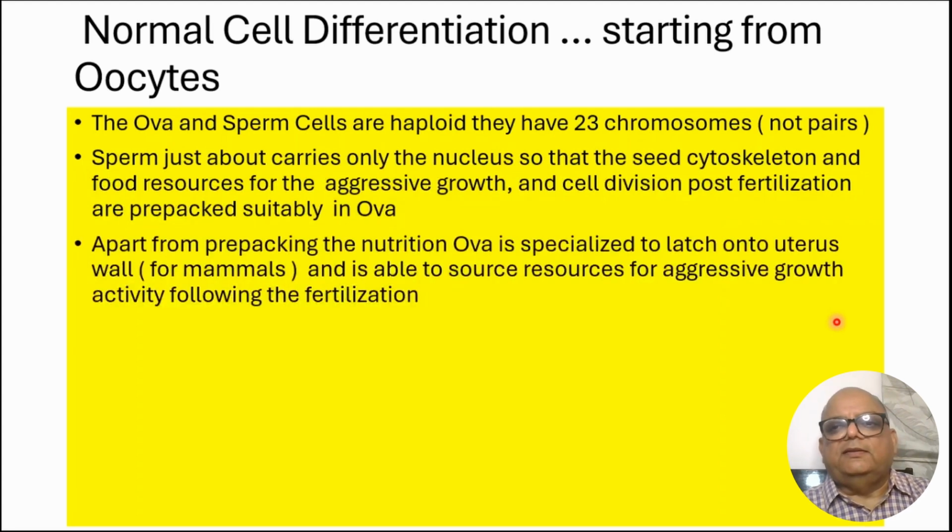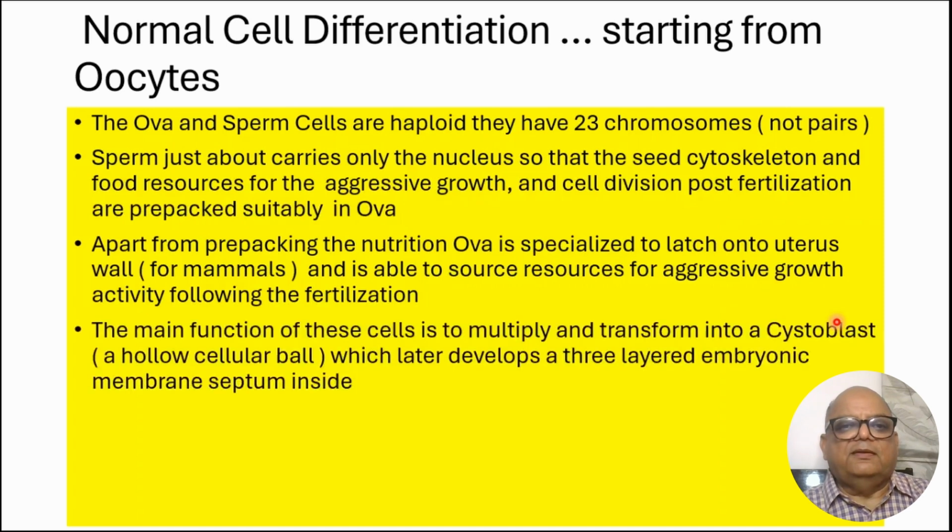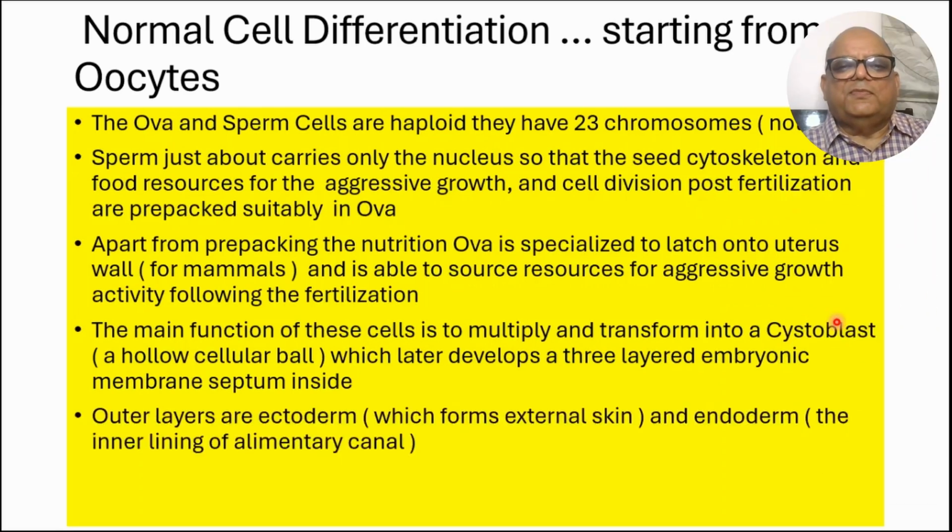And apart from prepacking the nutrition, the ovum is also specialized to latch onto the uterus wall in mammals, and it is able to source the resources for the aggressive growth activity that follows fertilization. The main function of this cell is to multiply and transform into a cytoblast, which is like a hollow spherical ball, which later develops a septum in the middle and becomes a three-layered embryonic sandwich. The three layers are ectoderm, endoderm, and mesoderm.